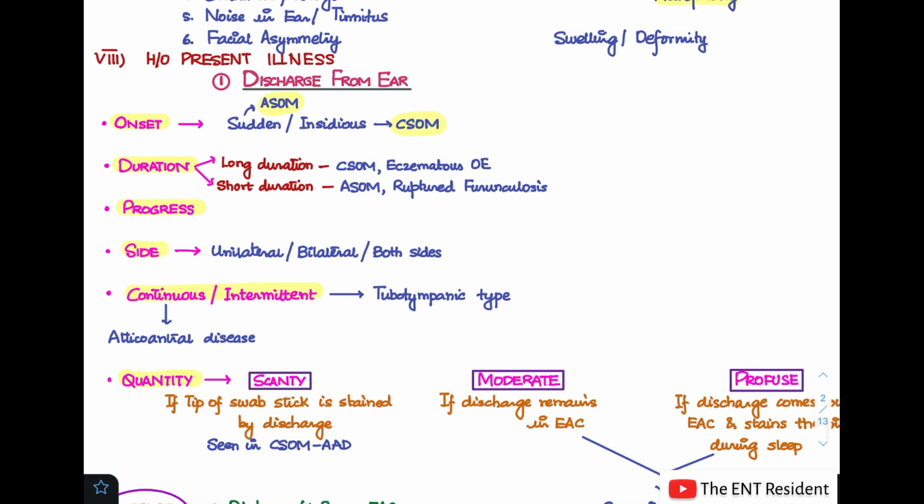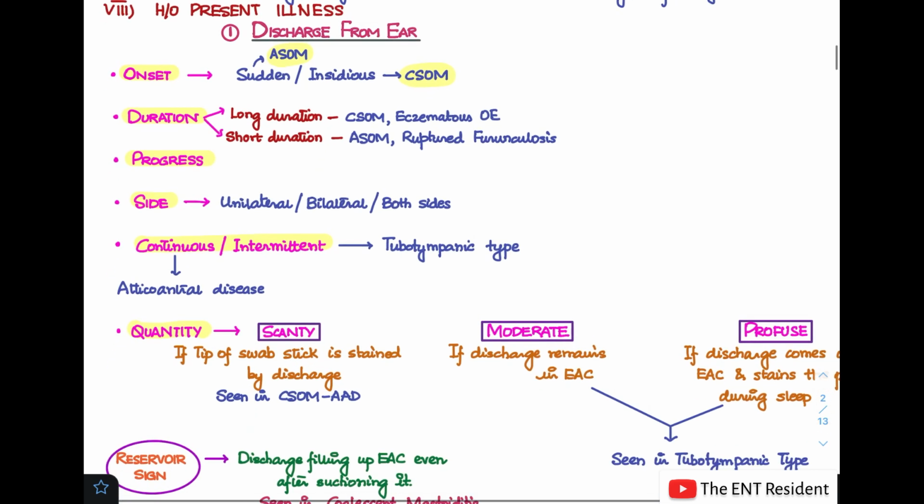Next, we talk about the progression of the discharge, whether it is continuing in the same manner, or is it rapidly progressing to increase in severity, or is it slowly progressive. We have to know that as well. Next, we talk about the side of the disease. Is it unilateral or bilateral involvement of the ear?